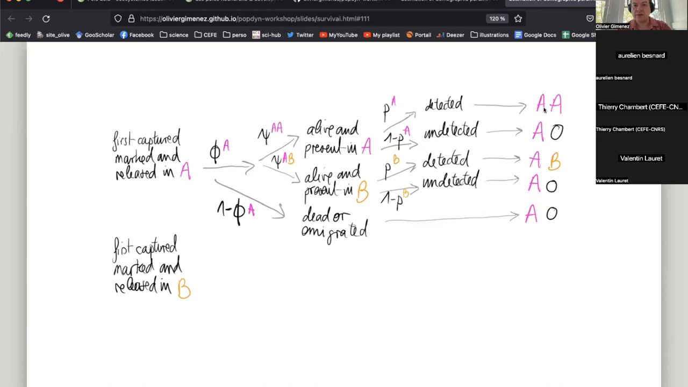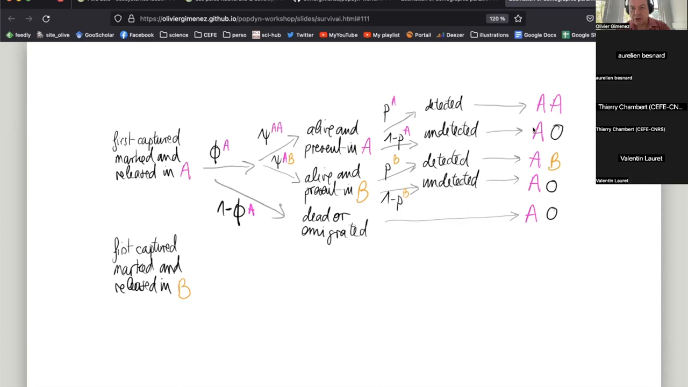So what you get in terms of capture histories: you get detection in site A at the first occasion, because you were marked and released in site A, and recaptured in site A at the second sampling occasion. Or A and zero for undetected. Or A and B, so you survived and you moved to site B. Or A and zero if you were undetected at the second occasion.